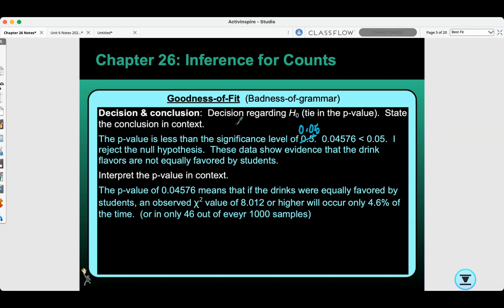And to interpret the p-value in context, the p-value of 0.04576 means that if the drinks were equally favored by students, an observed chi-squared value of 8.012 or higher will occur only 4.6% of the time, or in only 46 out of every 1,000 samples.